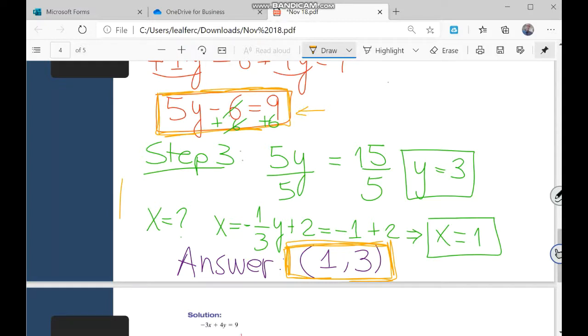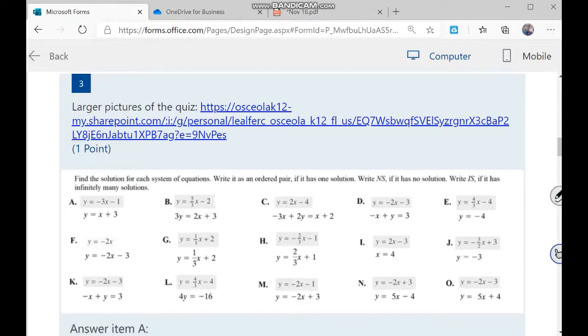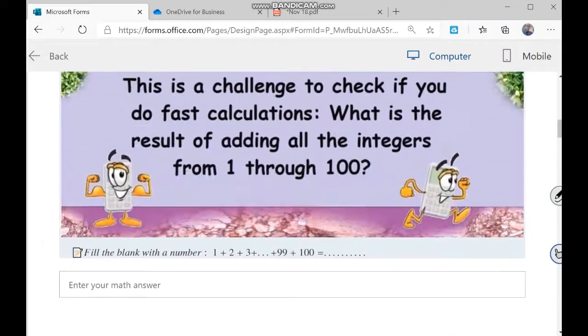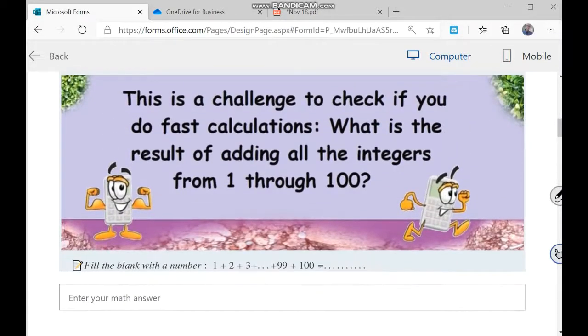Before moving to the quiz, let me know the answer. What is going to be your answer for this bell work here, this challenge? The challenge is to check how fast you do calculations. What is the result of adding all the integers from 1 through 100? Now type to solve this challenge.